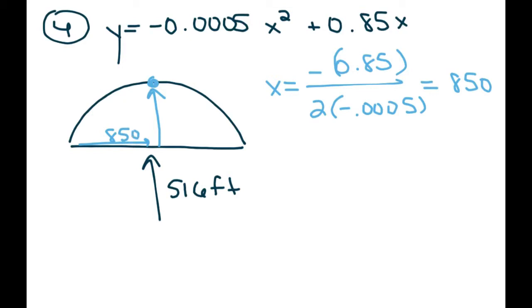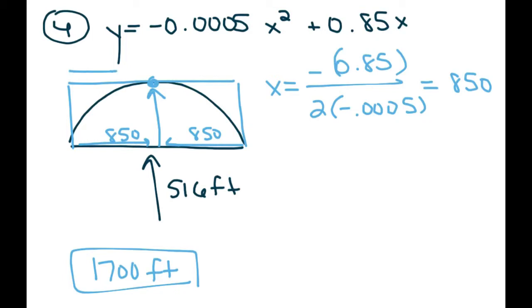So the second question, which is how long is the section of bridge above the arch? Notice in the picture it makes a rectangle. So if it's a parabola, parabolas are symmetric, so each of these lengths is 850. So 850 plus 850 is 1,700 feet. That's the length of the section of bridge above the arch.